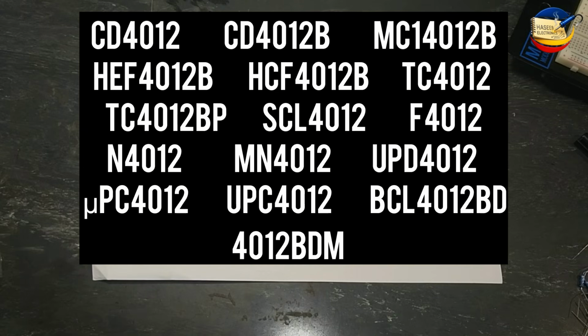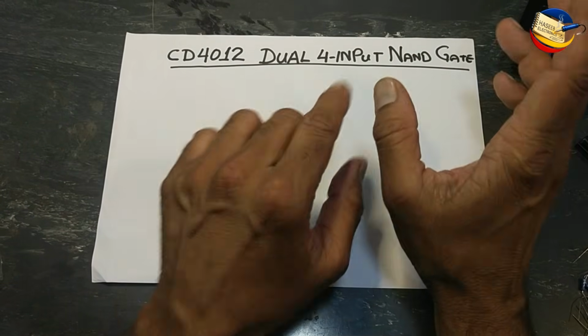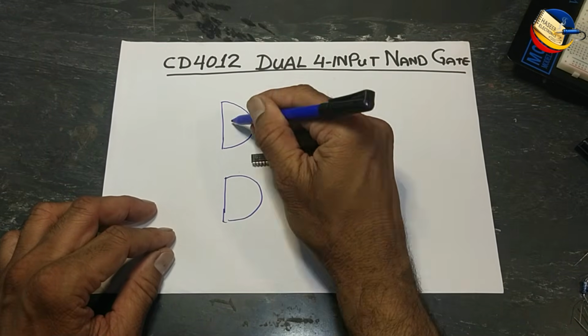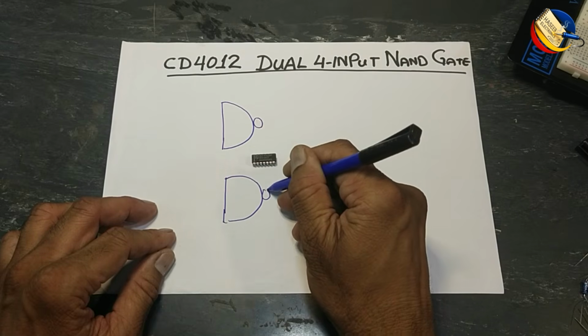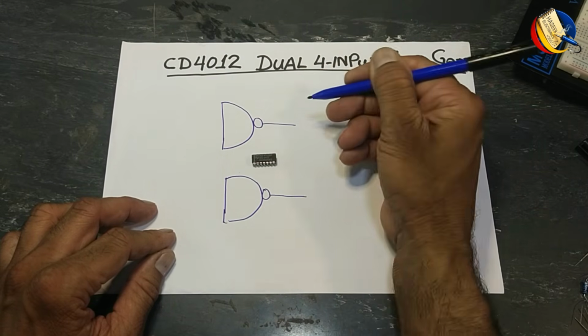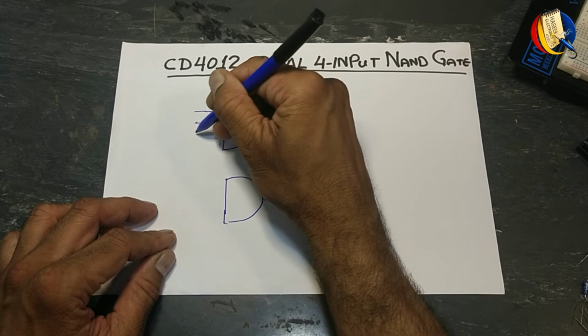HEF4012, CD4012, MC14012, CMOS IC, dual 4 input NAND gate, 14 pin IC. AND gate followed by an inverter. We will see its pinout, its function. We will test it practically.